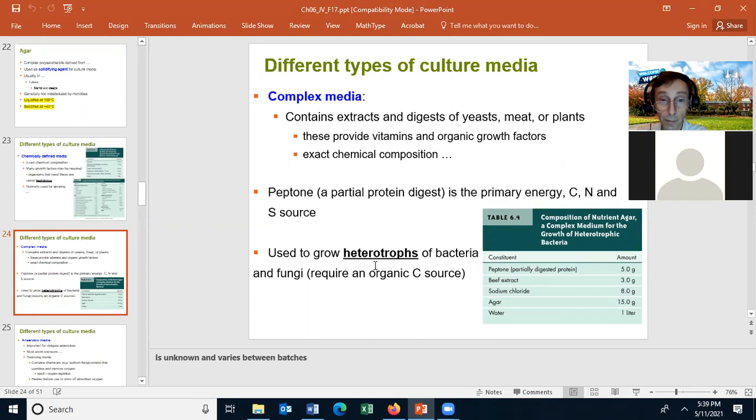And heterotrophs are a little bit more difficult to grow than autotrophs, meaning we have to supply a number of things like growth factors in order for the organism to grow. And the beef extract, as well as the peptone, can provide the things that the microbe needs to grow, like the growth factors. Any question about that?